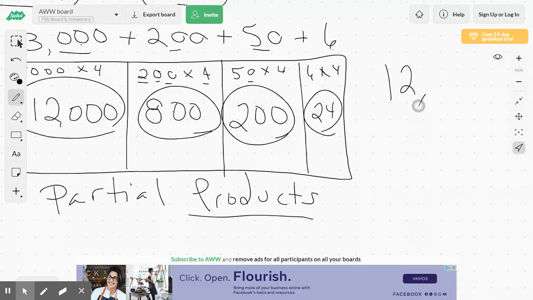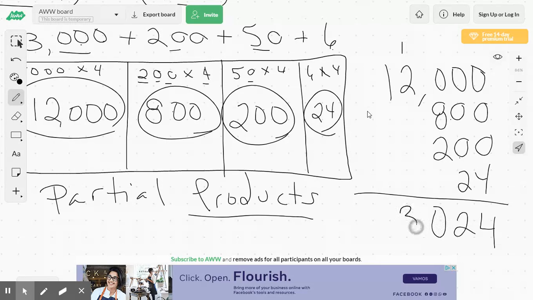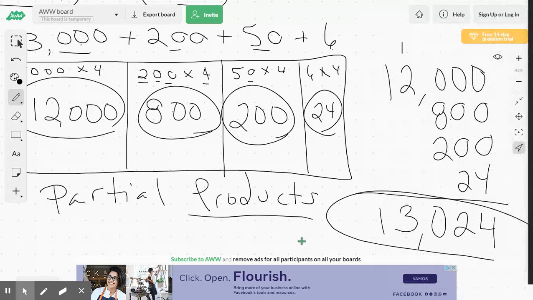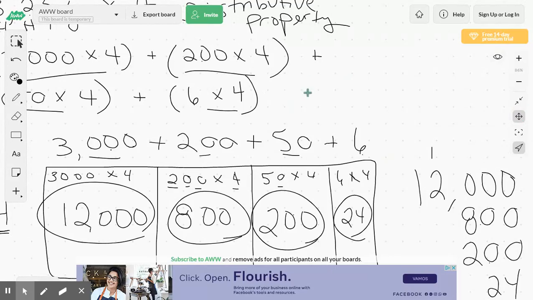So 12,000, 800, 200, 24. Right, so 0, 0, 0, 4 is 4. 0, 0, 0, 2 is 2. 8 and 2 is 10. 1 and 2 is 3. And bring down your 1. So our final product there is 13,024.